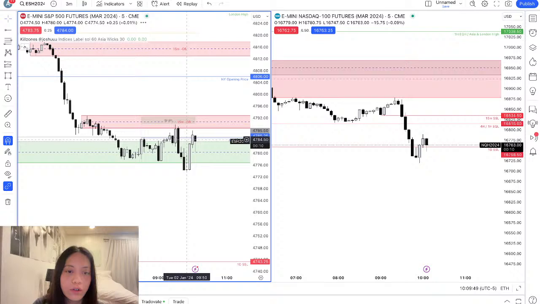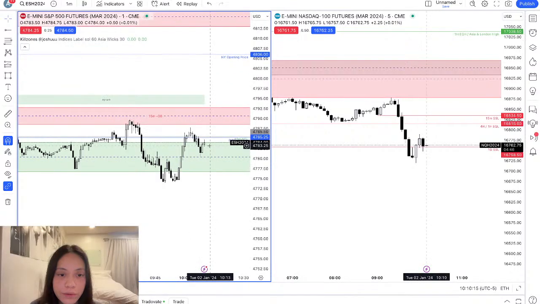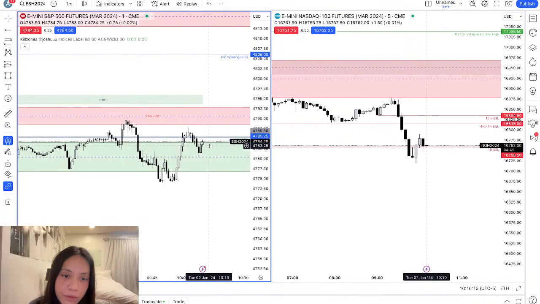But I just found that I was getting a little hesitant with all of the noise, but this looks pretty good. This looks like a shift in structure to the upside. Looks like we broke structure there. It bounced from that fair value gap.